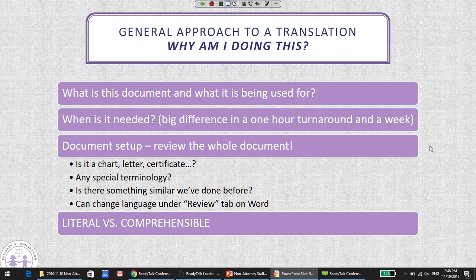Before you start, you always want to ask, and this really goes to everything, but when is it needed? There's a big difference in a one-hour turnaround and a one-week turnaround, right?